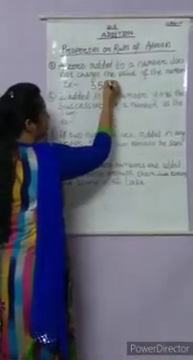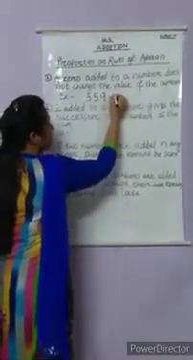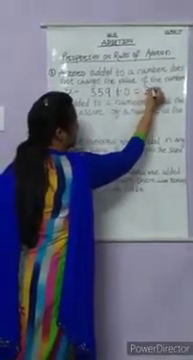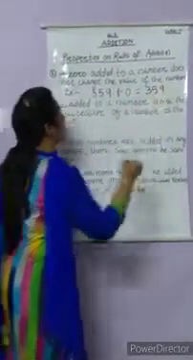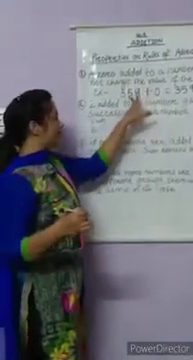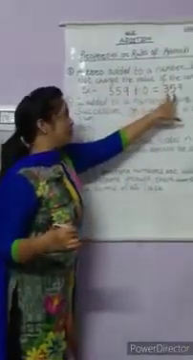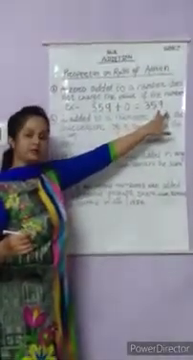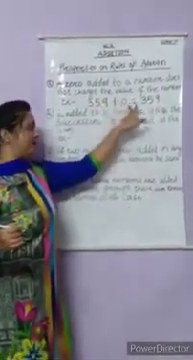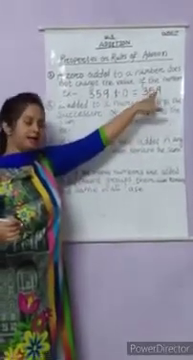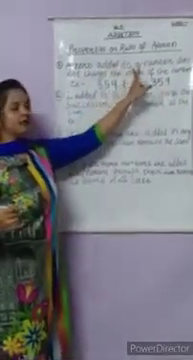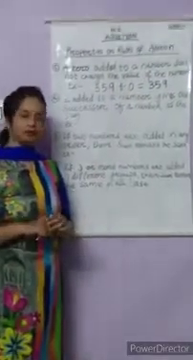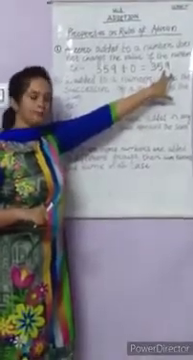359 plus 0 will be what? 359 itself. Okay. So when a 0 is added to a number, its value does not change. Here also 359, here also 359. So 359 plus 0 is 359 itself. So when a 0 is added to a number, it does not change the value of the number. So the number remains the same.